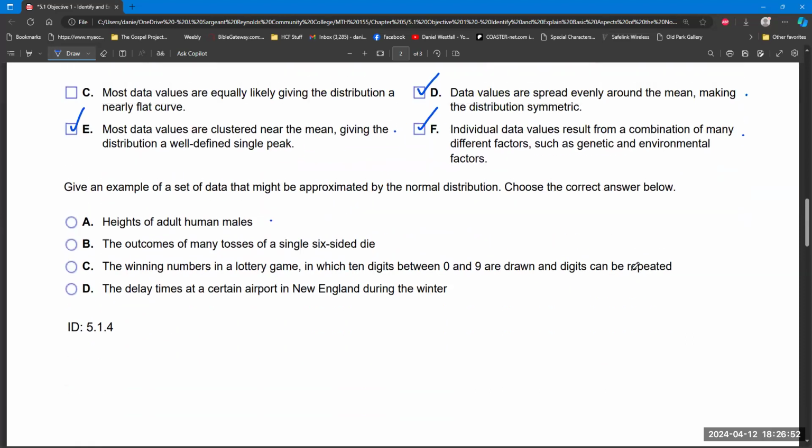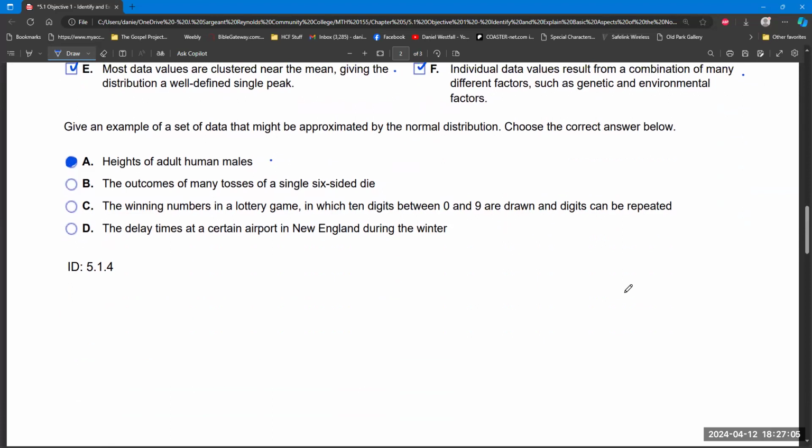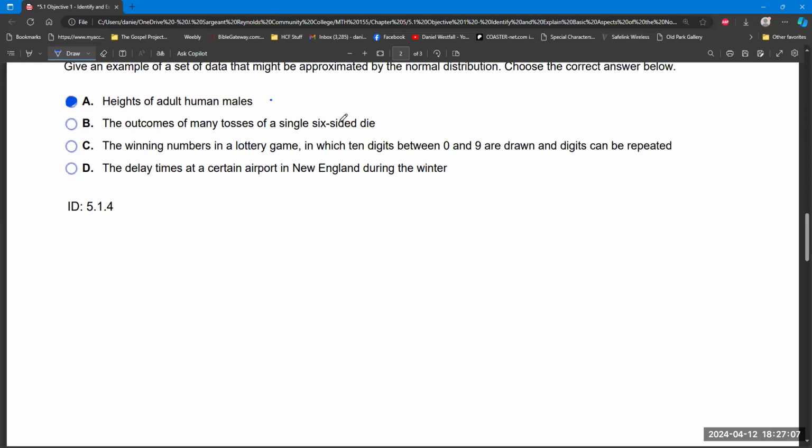All right, and then give an example of a set of data that might be approximated by the normal distribution, things like heights of adult human males. And the outcomes of a 6-sided die should be uniform. So that's not going to be normal.